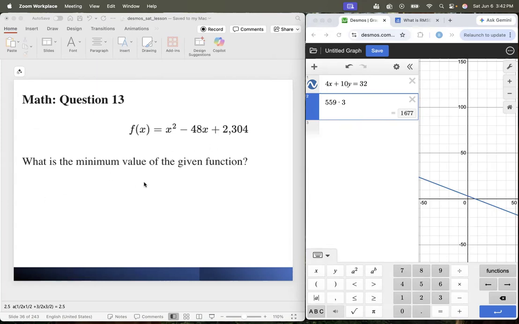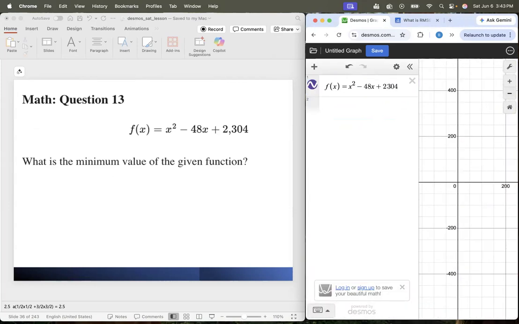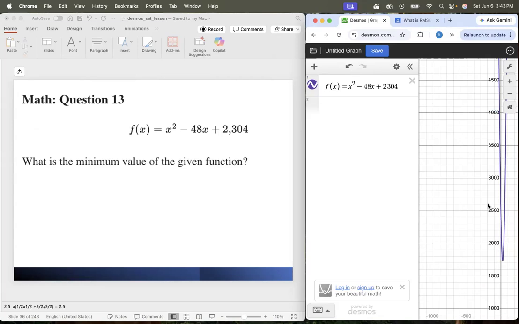What is the minimum value of the given function? You don't have to think. Just put it in Desmos, because the minimum, based on what they've given you, is going to be opening up, and the vertex, you get it from the vertex. So f of x is equal to x squared minus 48x plus 2304. And your minimum value is a very small graph. It's right here.